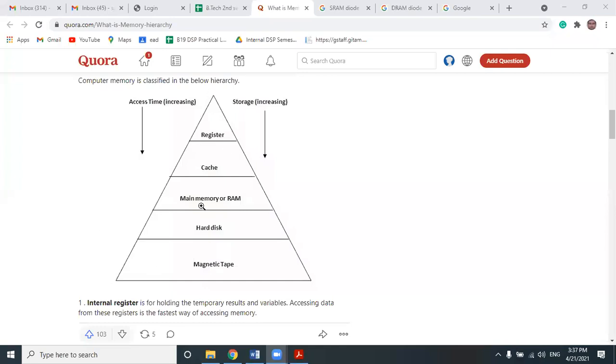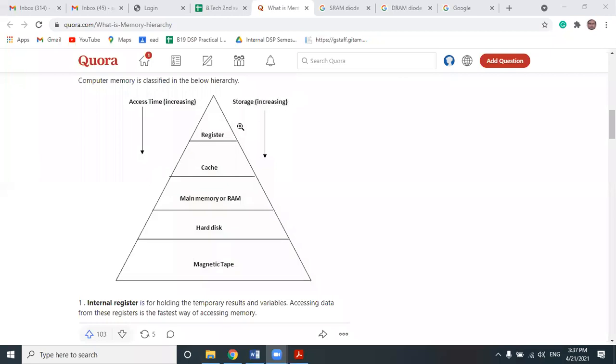Among those three parameters, this picture shows only two: accessing time, which means the speed of the memory, and storage, which means the size of the memory. One more parameter you should add to this picture is the cost of the memory. Look at this figure very carefully: accessing time and storage. The arrow has been given in the top to bottom direction, which shows the increasing direction.